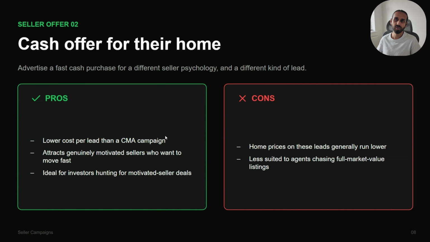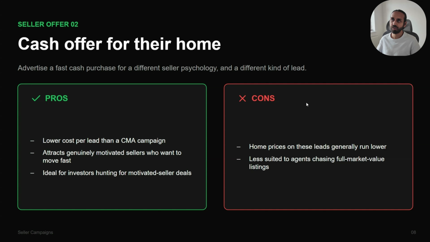And the reason this would give you a lower cost per lead, by the way, just to go into the psychology of it, is at the end of the day, these sellers want money for their home. So this is the most direct route of getting them to their end goal. And that's why it's more attractive than even the CMA campaign, which is also a good campaign.